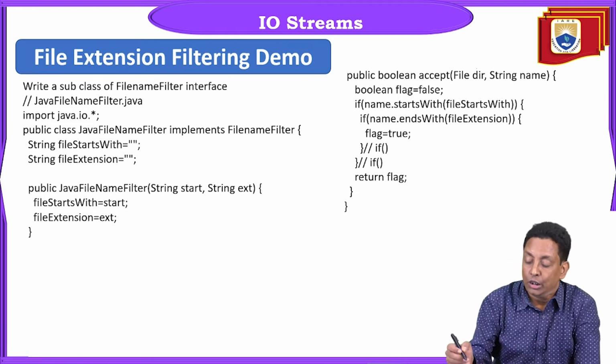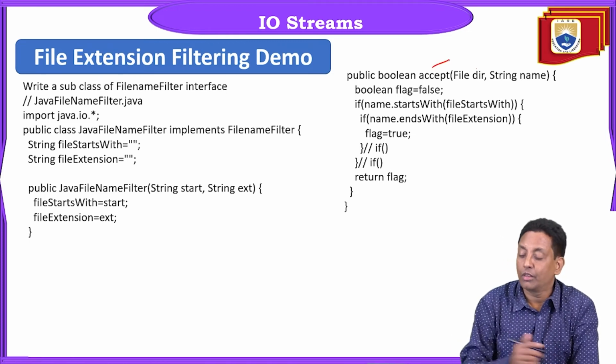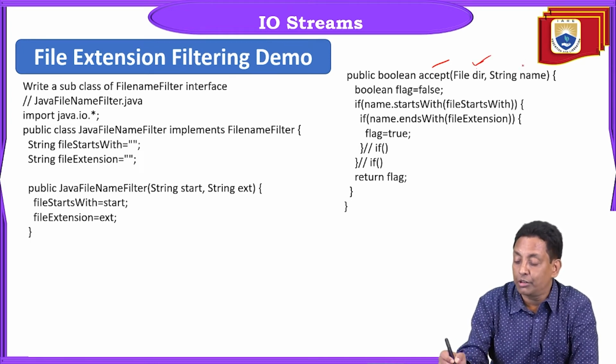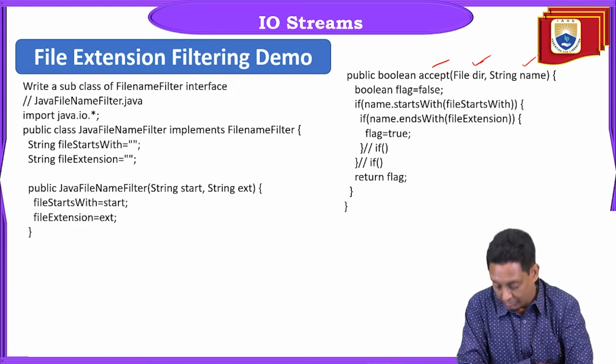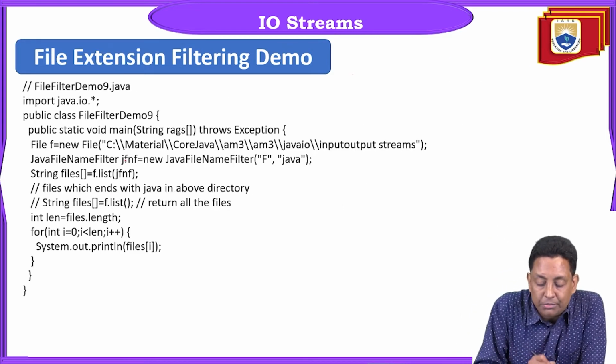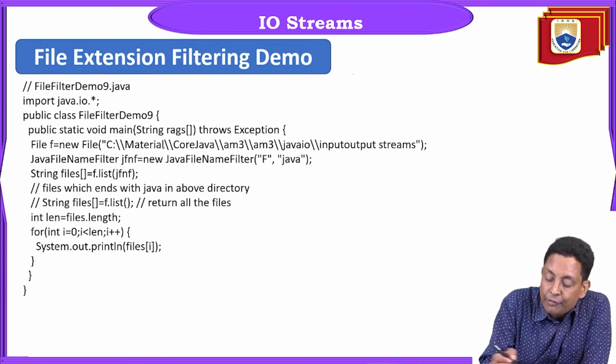See, who will call the accept method? Who will pass the file object? Who will pass the file class object, and who will pass the file name as argument here? Once a Java file name filter class object is given, where should it be given? The File class has one method called list.